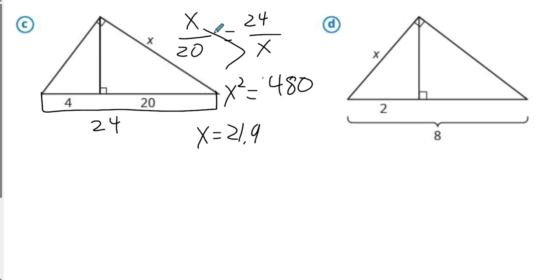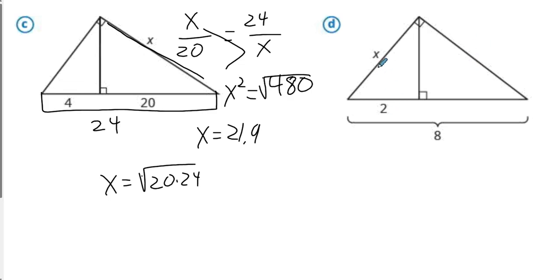If I wanted to do the shortcut, the geometric mean, X would be equal to the square root of 20 times 24. I talked about that at the beginning. That would still be the square root of 480. So set the equation up if you want, or just be able to look at this and say, oh, this side would be used twice in my similarity statement, so it would be on the top and bottom. Then this side is used once and the whole side is used once. Why don't you pause the video and do this one.